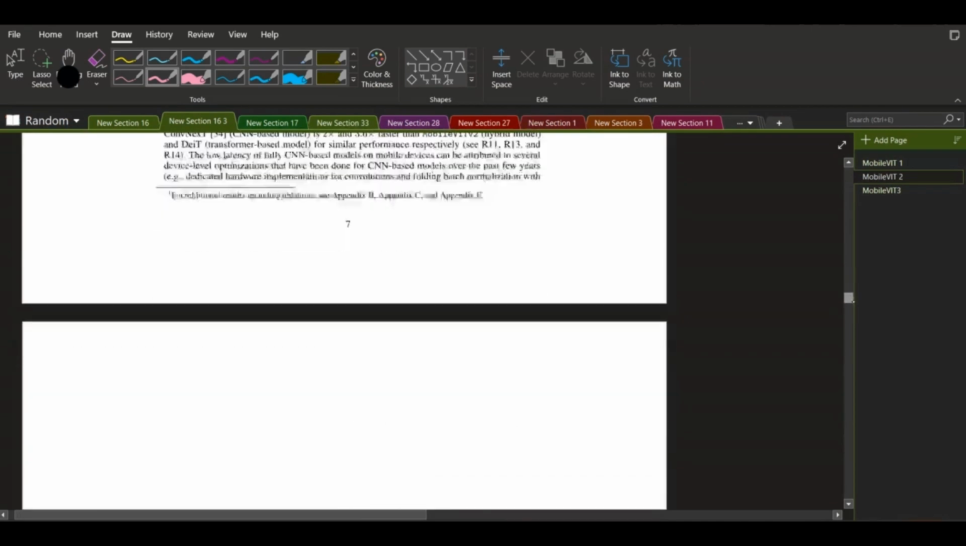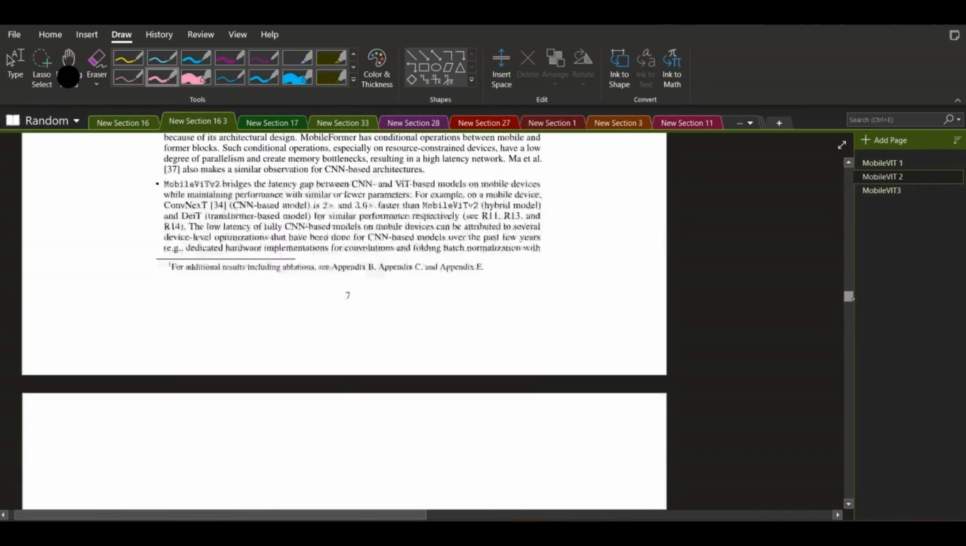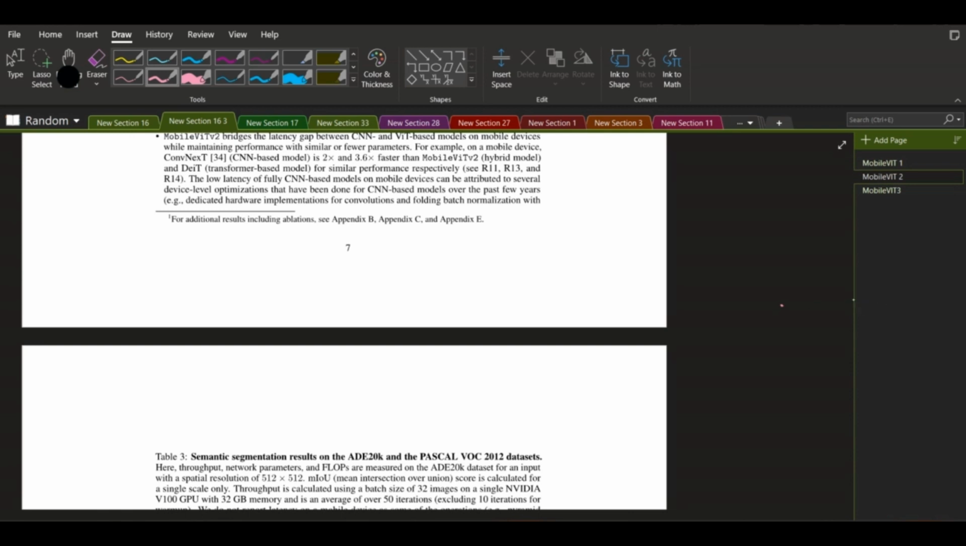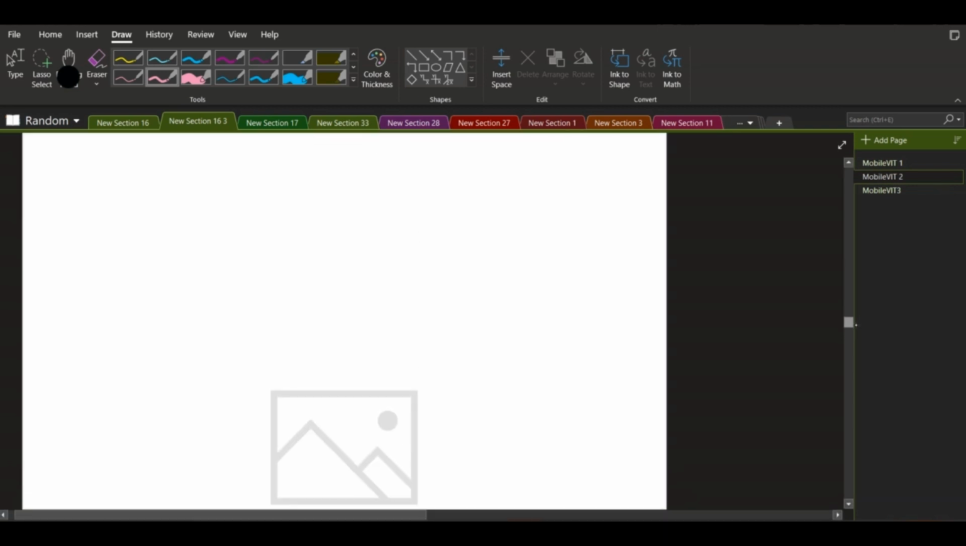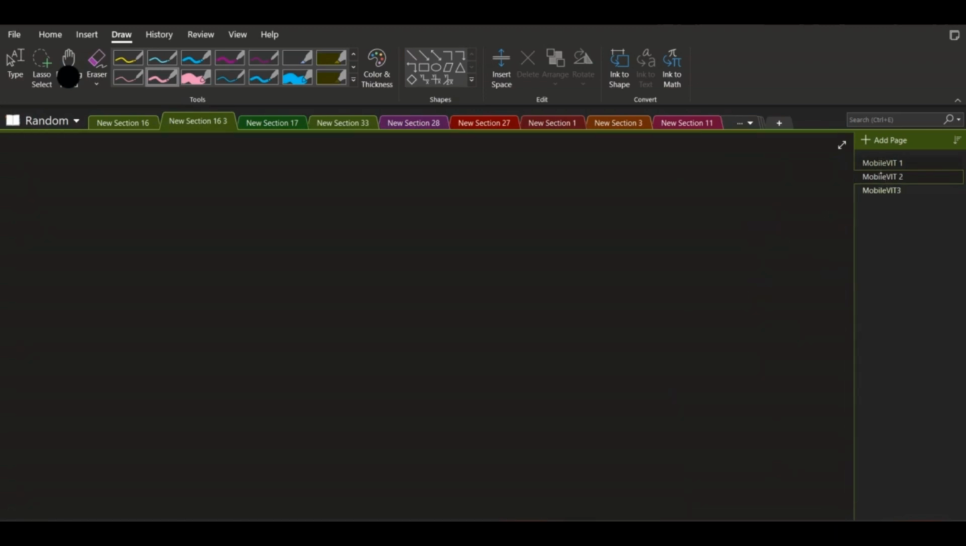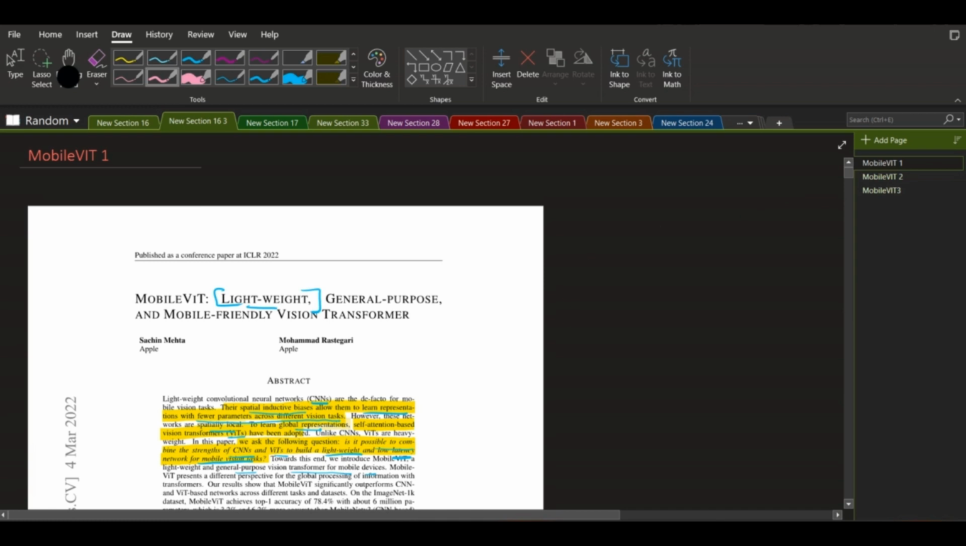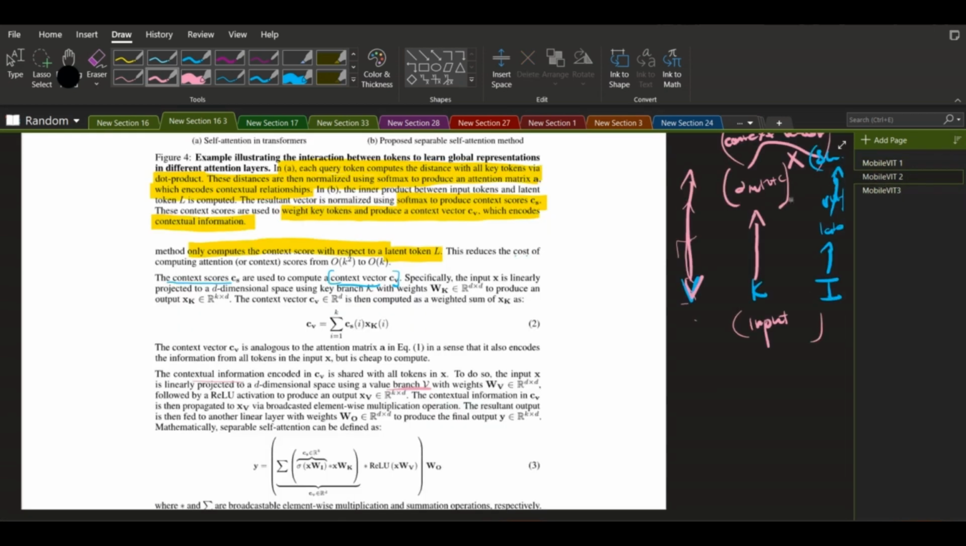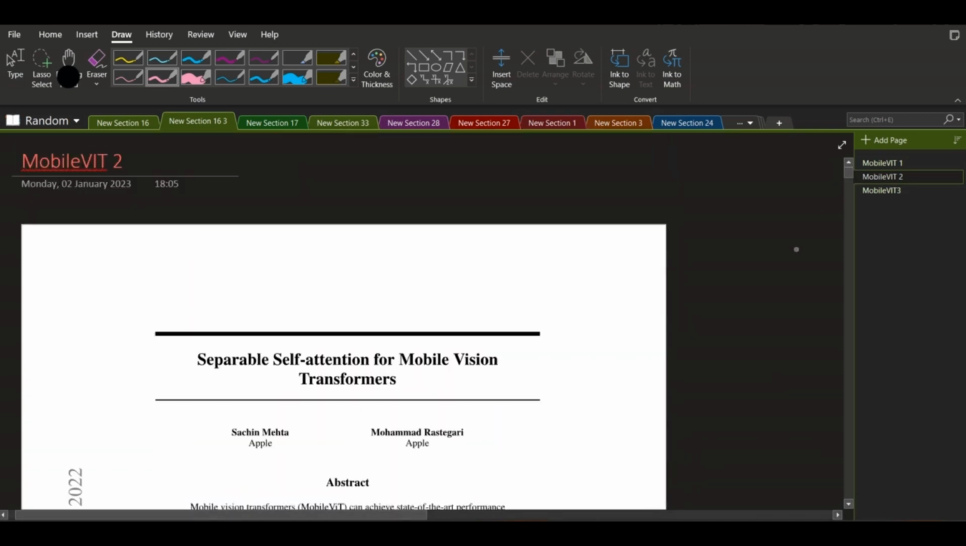The next thing they talk about here is pure experimentation, which we're going to get into. What I will do is code up the MobileViT one first. Then in the next video, I'm going to code up MobileViT 2, just to avoid making this video long.